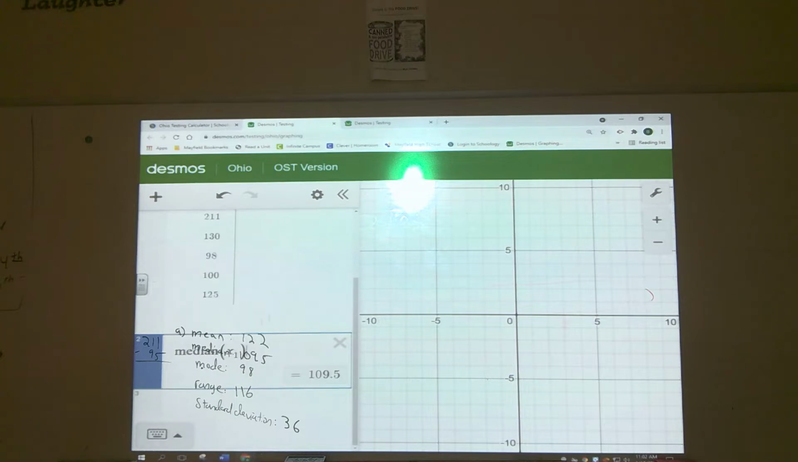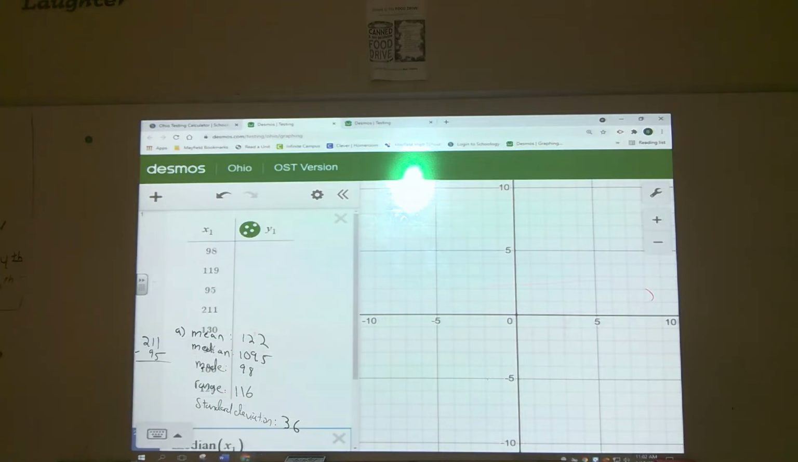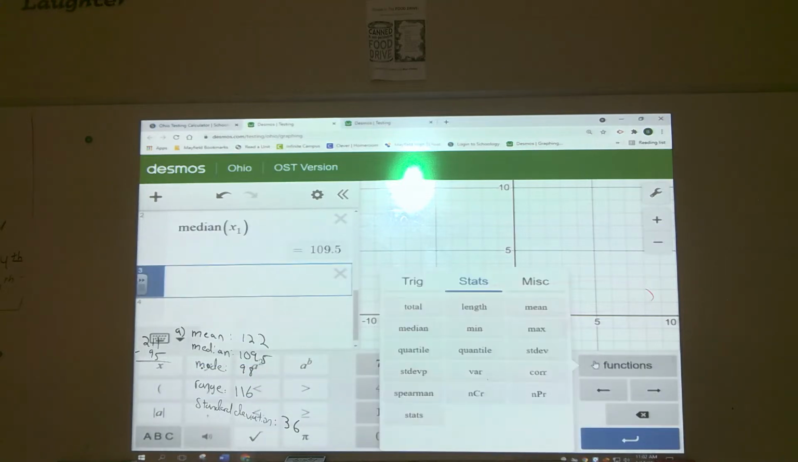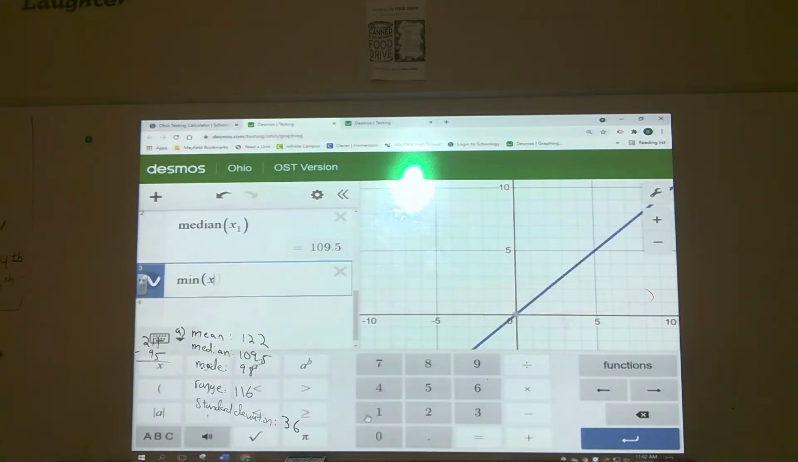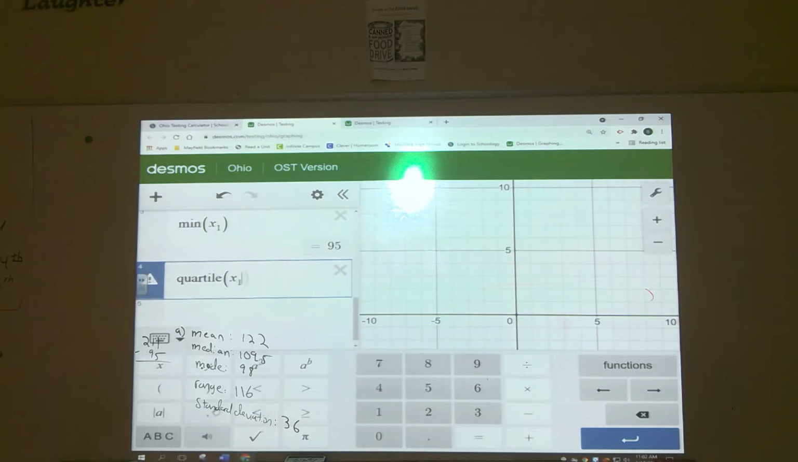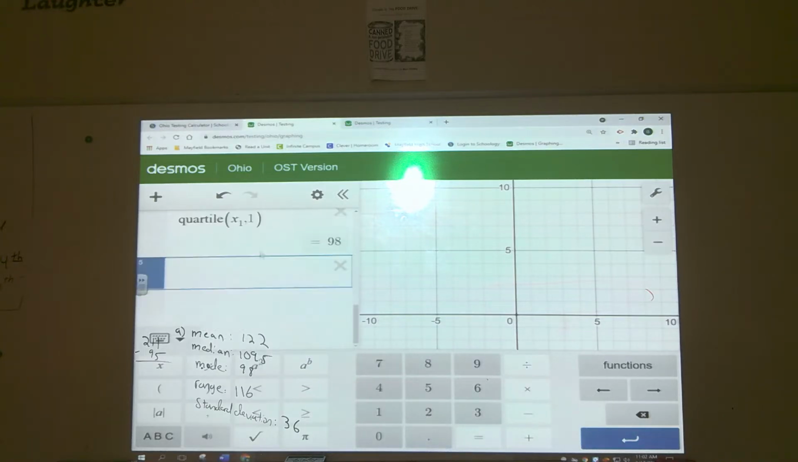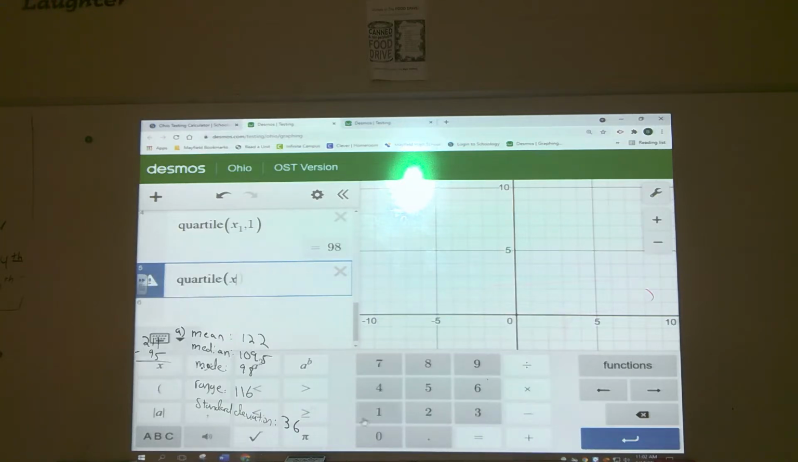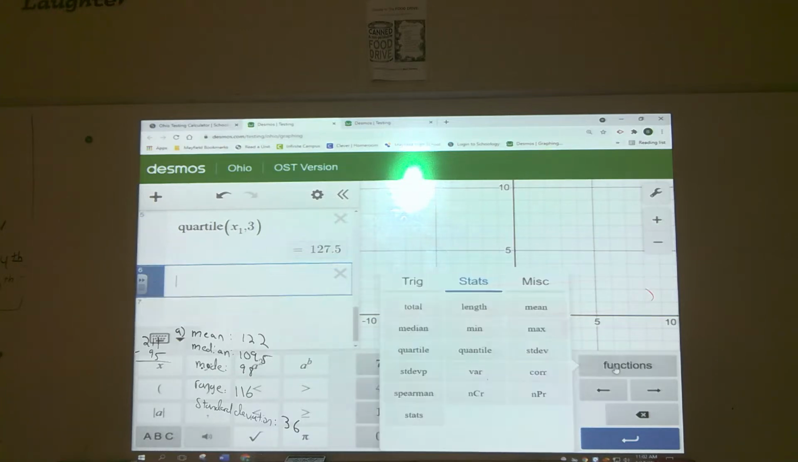So this time, I'm not going to get rid of the mean because I need it. I'm not going to X this out because this is the data set I'm using. But I can come in, minimum of X1. I want to find quartile from my X1 data set, and I want it to be the first quartile. Then I already have the median from before. I want to find my quartile 3 from my data set X1. And I also need to know my maximum.